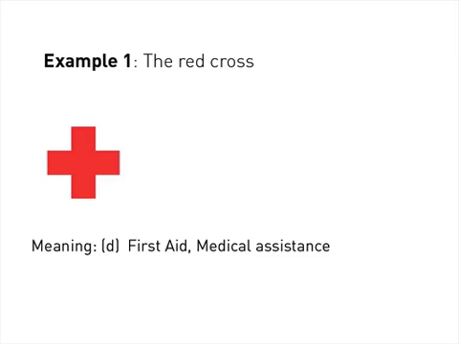So, let's look at some examples. The first one, the Red Cross. The first denotative meaning, medical assistance. Quite straightforward.